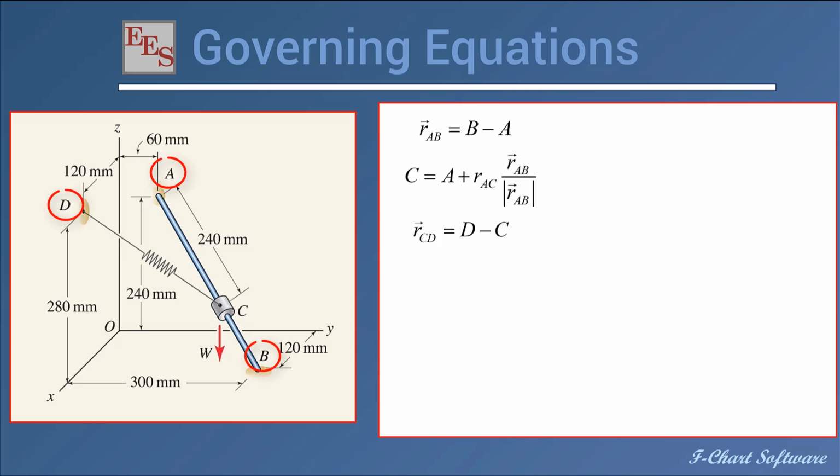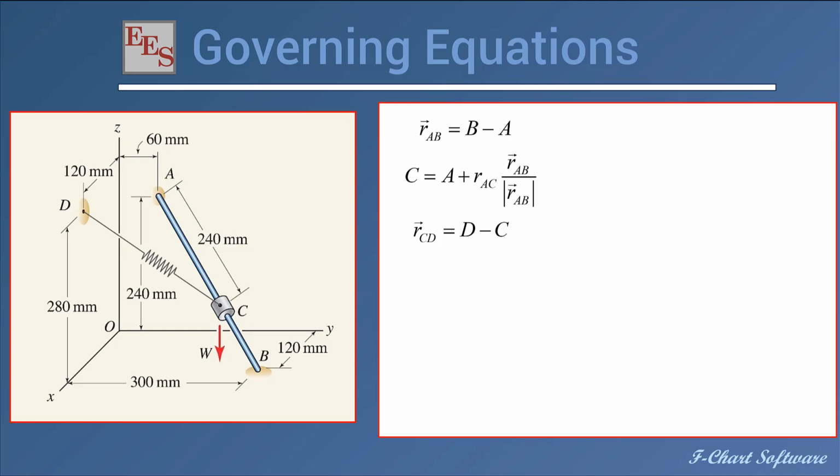So yeah, we'll start by defining the coordinates of A, B, and D. That's easy. We know what those are. The position vector that defines the bar is RAB, and that's just B minus A. And then you can see that point C is 240 millimeters from point A in the direction defined by RAB. Right? So that's this equation right here. We know that C is equal to A plus the magnitude of RAC, which is 240 millimeters, times a unit vector that points in the direction of the bar.